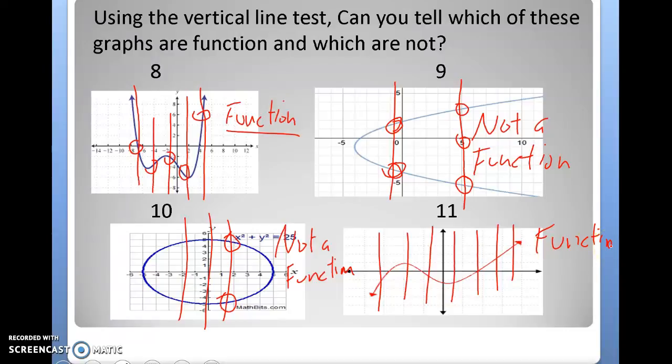So there we have some examples of what functions are. And that's similar to what you're going to be doing on your homework.